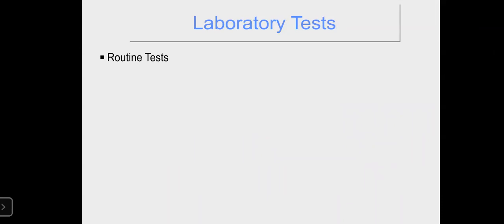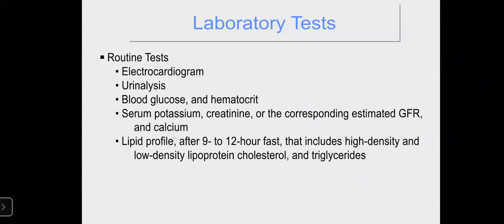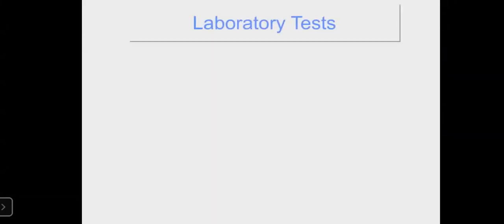So routine tests for patients presenting with high blood pressure are ECG, urine general, blood glucose and hematocrit, electrolytes, renal function, and fasting lipid profile. These are the routine tests for these patients. Optional tests, you can measure urinary albumin creatinine ratio, and you can do more extensive testing if you think of a specific disease.